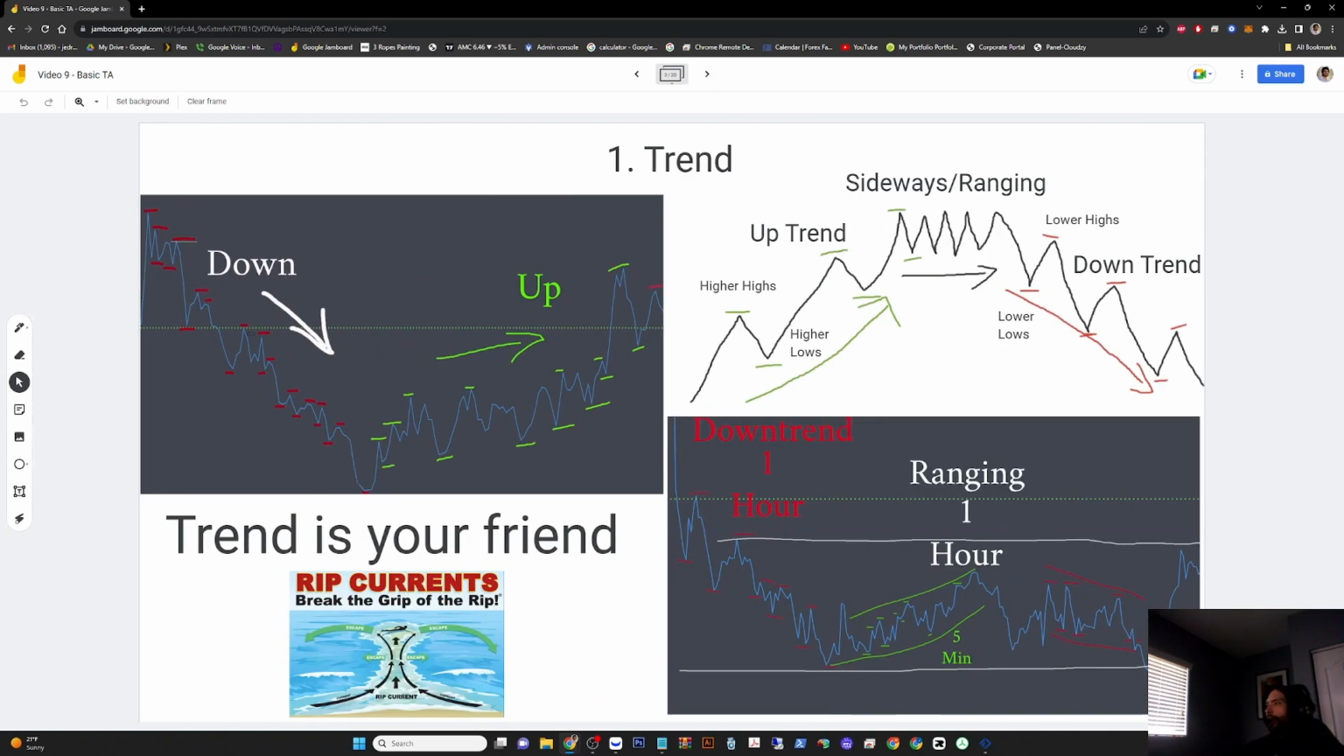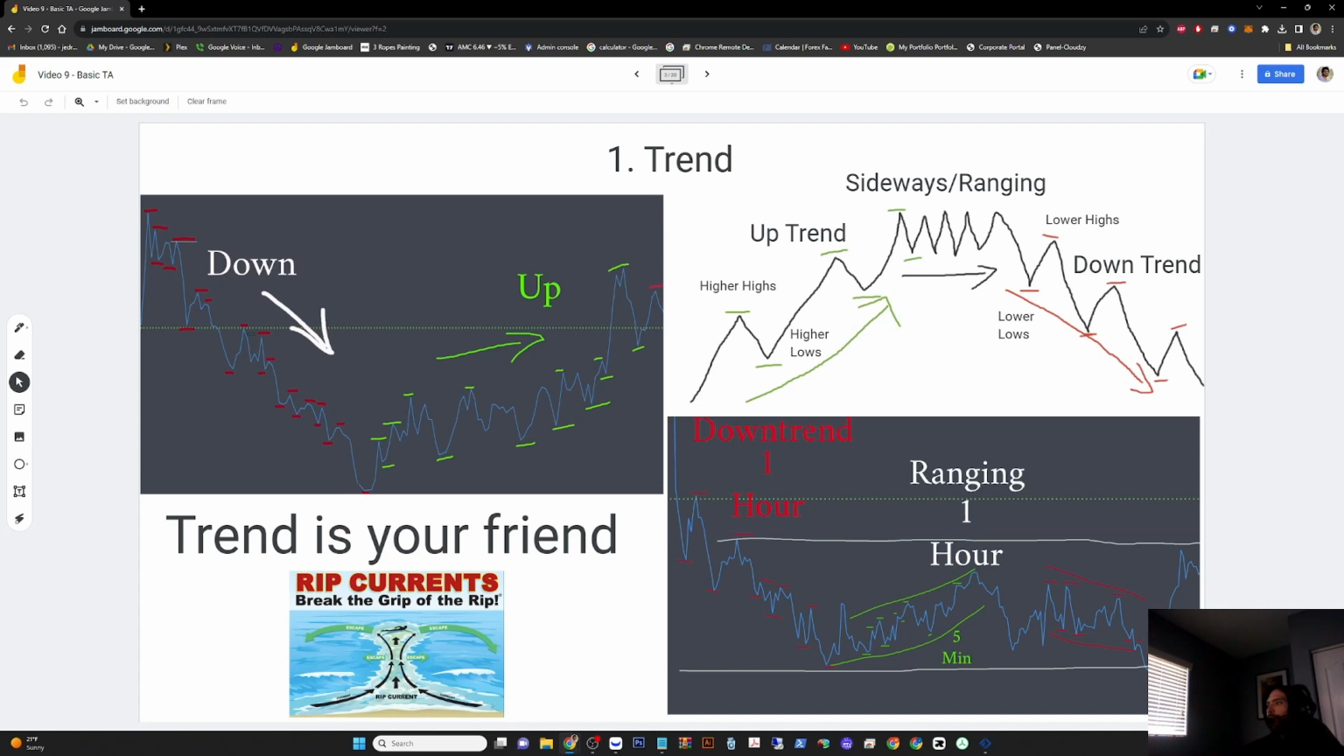First is trend. There's an uptrend, sideways, which you'll also hear called ranging and consolidation, and then there's downtrend. Uptrend has higher highs and higher lows, as you can see on these many examples. Sideways is exactly what it sounds like, and the price is ranging up and down and not really picking a direction. Downtrend creates lower highs and lower lows, as you can also see from the many examples.